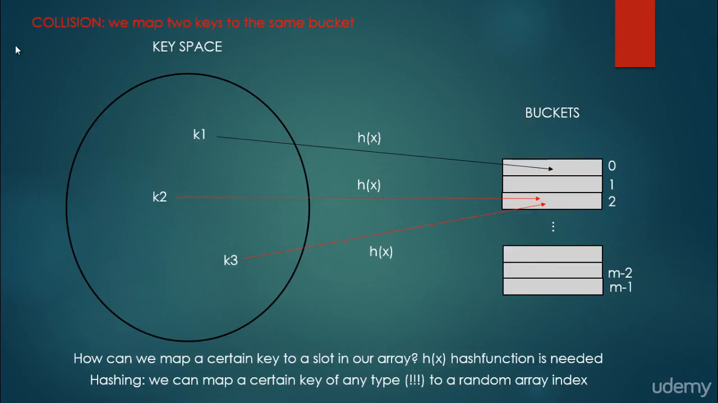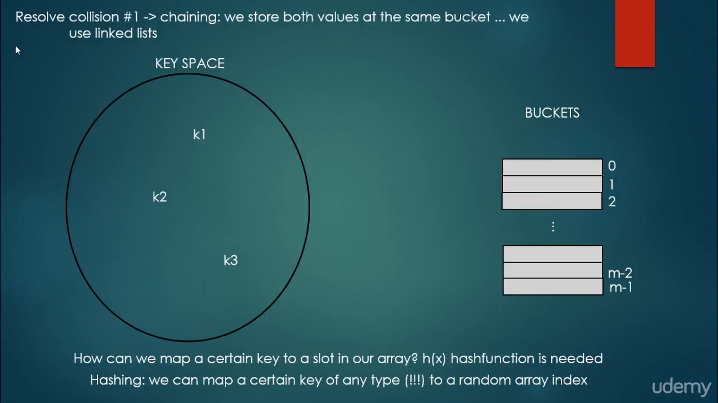And sometimes there may be collisions. A collision is when we map two keys to the same bucket. So yes, how can we avoid it? There are two solutions for this collision problem. In order to resolve collisions, we can use chaining. Chaining is when we store both values at the same bucket, and we use a linked list. So we solve this problem with the help of a linked list.